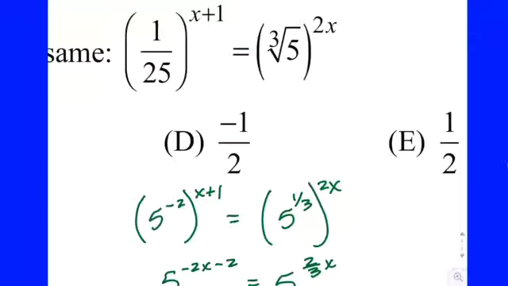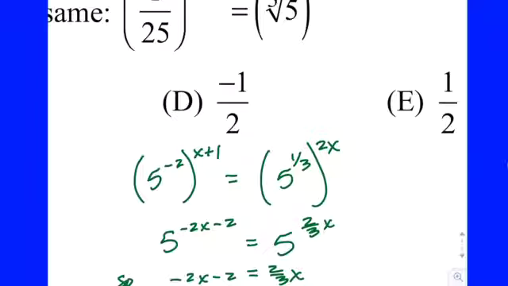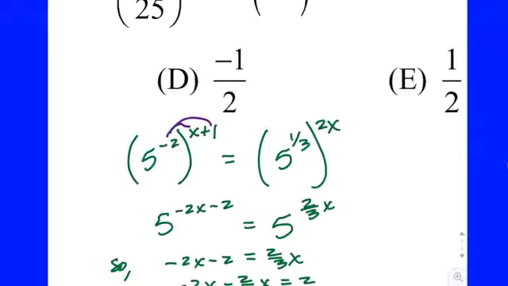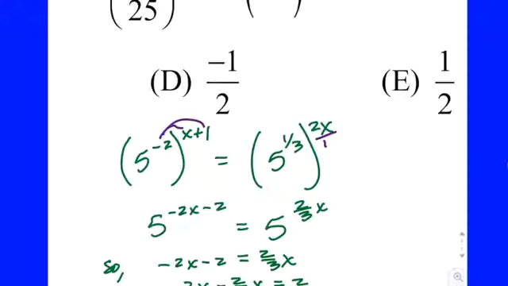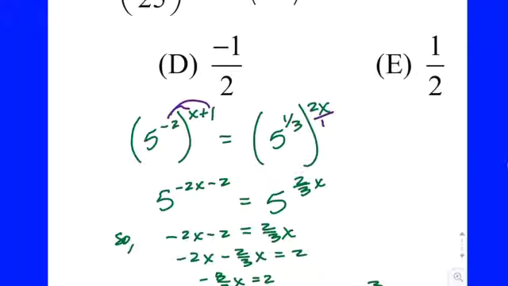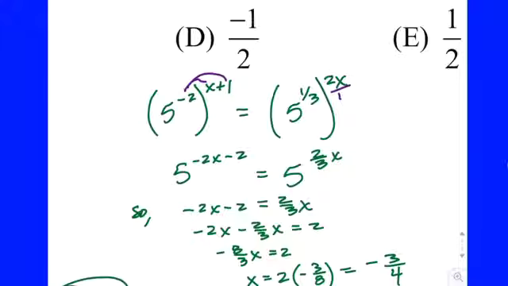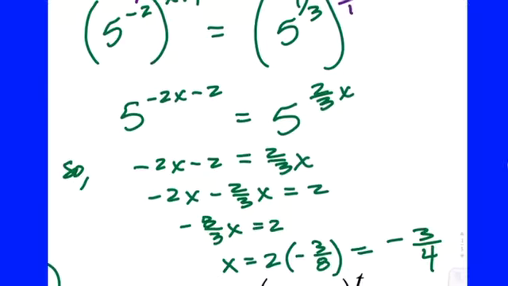On the right side, the cube root of 5 is just 5 to the 1/3, and then that's raised to the 2x power. Now we have to multiply because we're exponentiating. So here's where we distribute: 5 to the negative 2x minus 2. And then here we multiply straight across. That's 2x over 3, or 2/3 x. And just like with the logs a little while ago, now we have the bases the same for exponentials. So now we could drop the bases and equate the exponents. So negative 2x minus 2 equals 2/3 x.